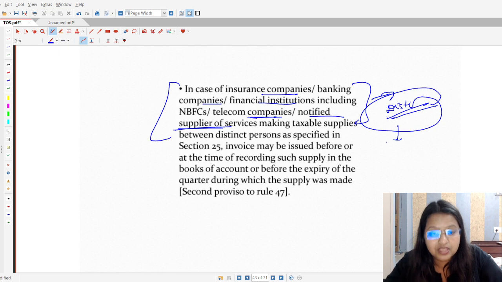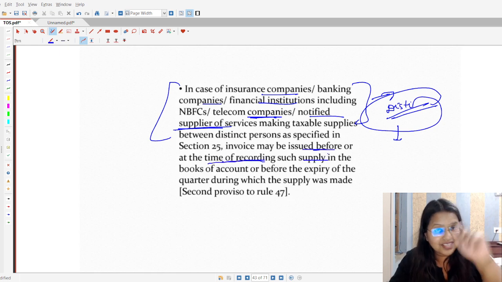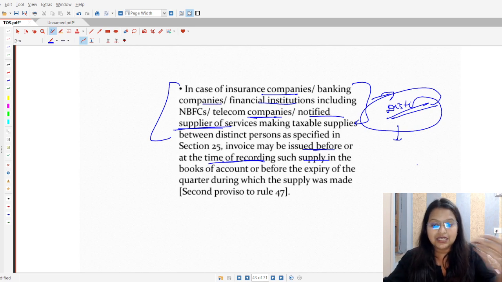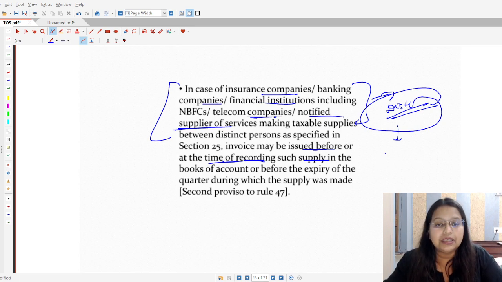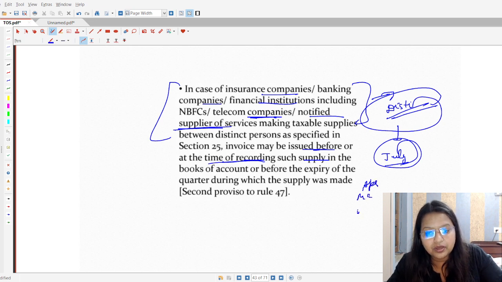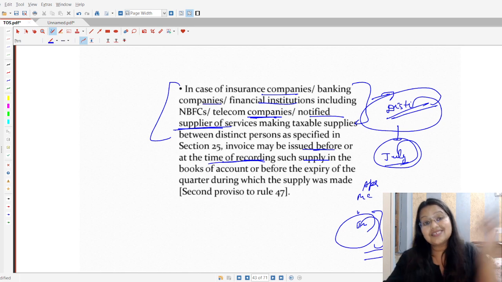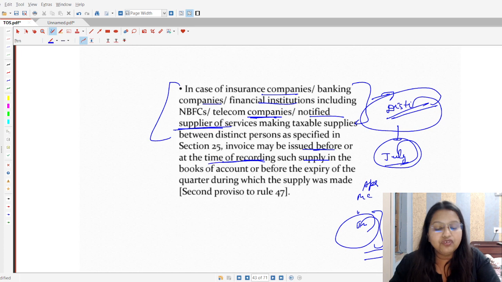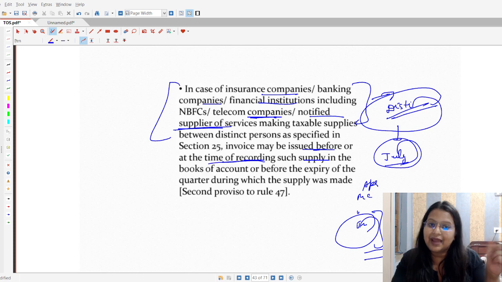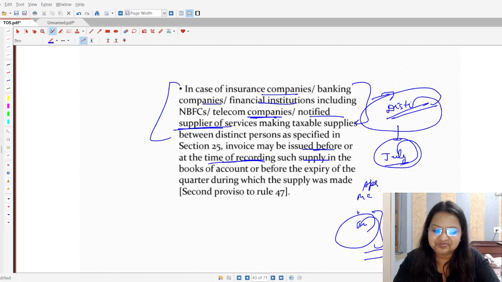You have to issue the invoice before or at the time of recording such supply in the books of accounts, and the second is very important here: before the expiry of the quarter in which the supply was made. For example, student, if you have made the supply in the month of July, which quarter will it fall in? The quarter starts from April: April, May, June, then July, August, September, that is July, August, September. So what shall be the last day of this quarter? 30th September. So you have to issue the invoice before 30th September, or at the time when you are recording such supply in the books of account, whichever is earlier. Clear? Great, students.